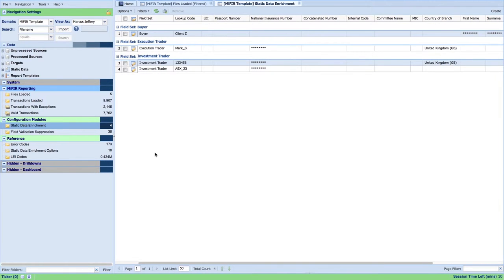firms can upload additional information into the system and cross-reference it via a lookup.